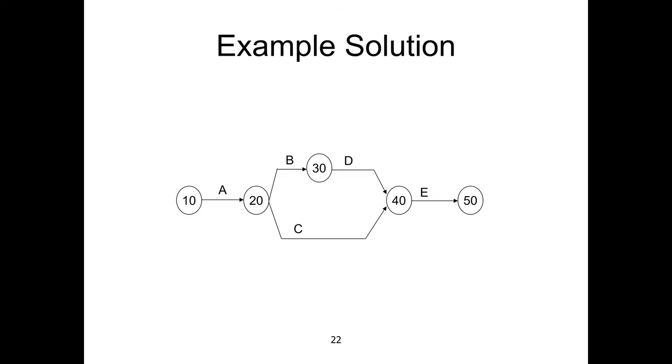Activity E is after C and D. So C and D will finish at one common node, which we have numbered 40. Then activity E is going to start when activities C and D are both complete, and E is going to finish at 50. So the numbers inside the nodes are 10, 20, 30, 40, 50. You can write maybe 5, 10, this is not important. This is just to mention the start node and finish node.